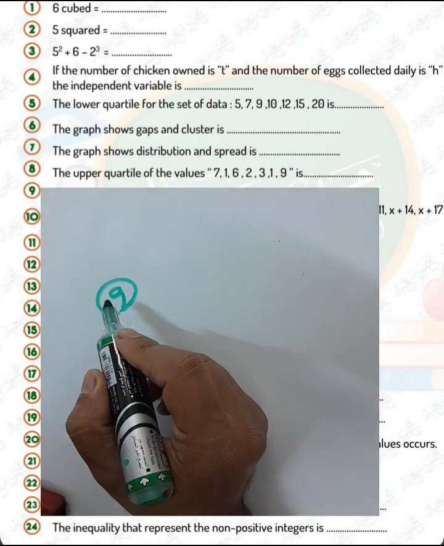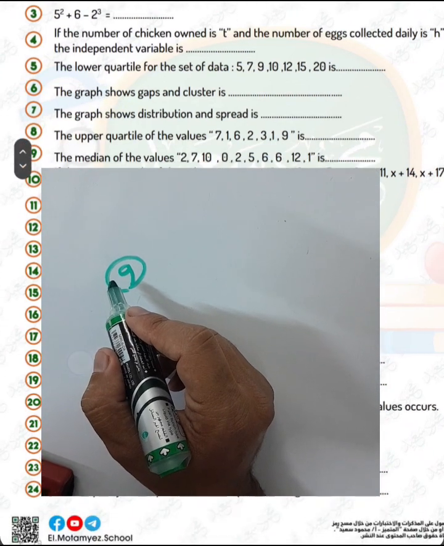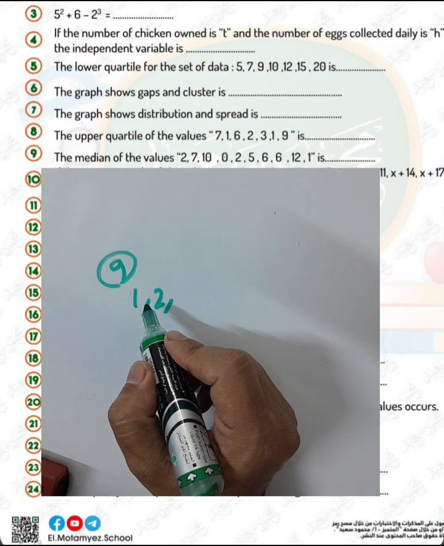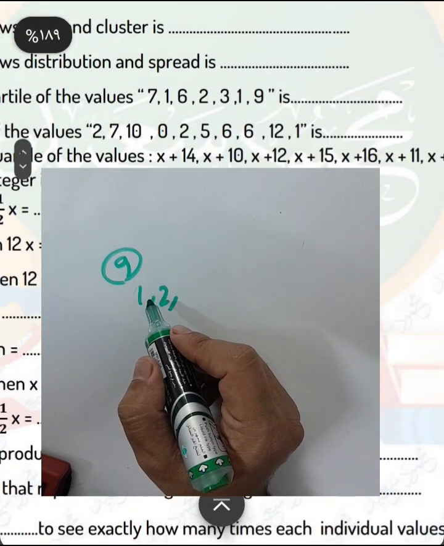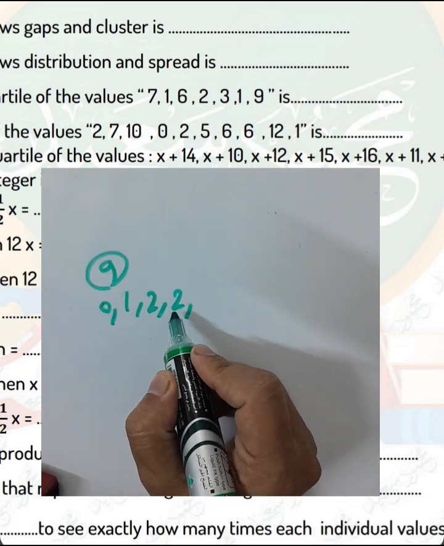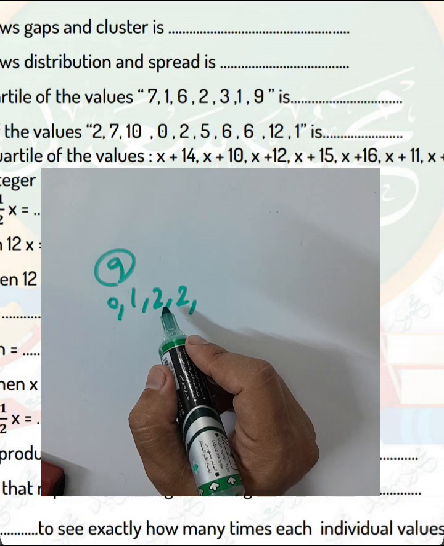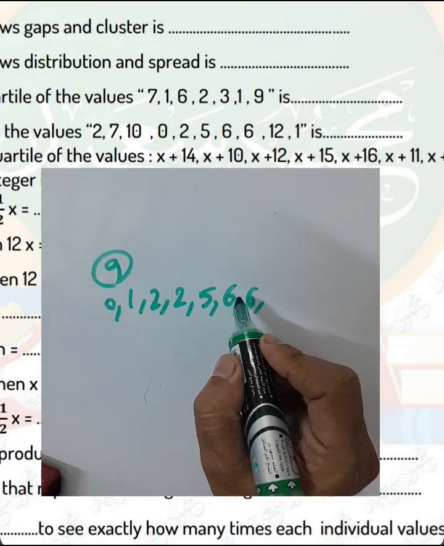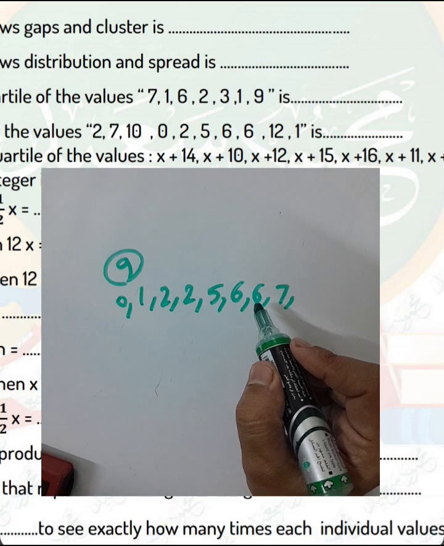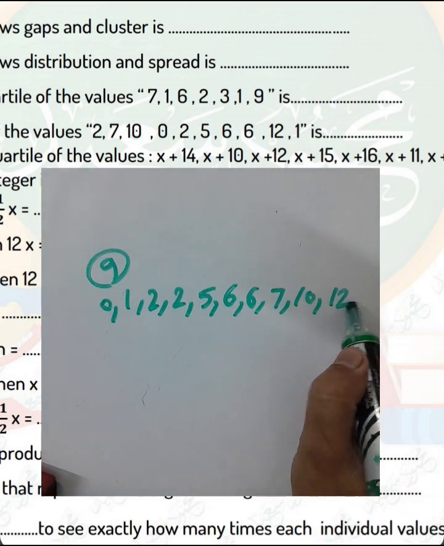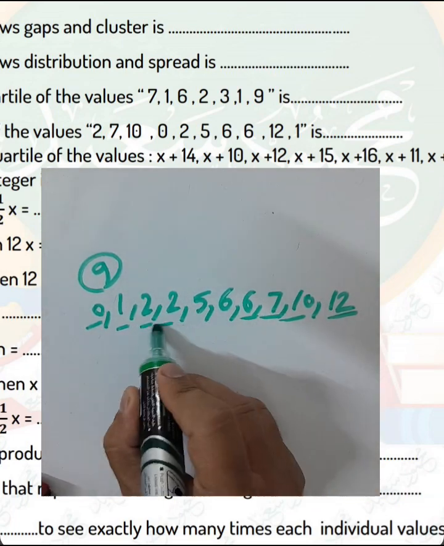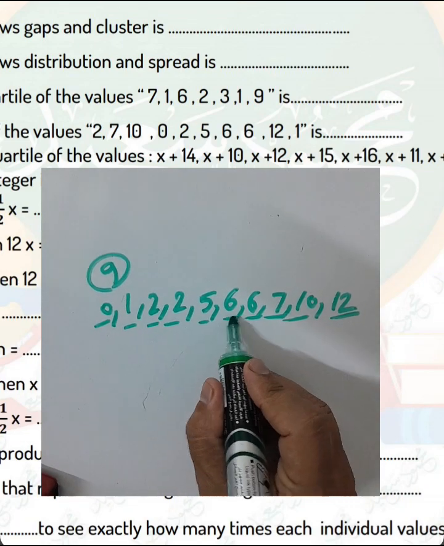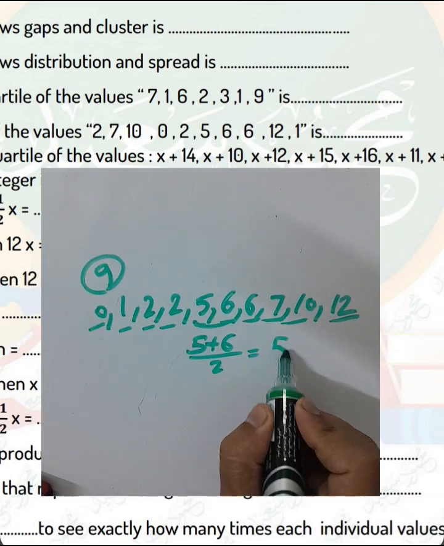Question number 9. Here, the median of the values, we must arrange all the values ascendingly to find the number that lies in the middle. 0, 1, 2, 2, 5, 6, 6, 7, 10, 12. Cancel number by number from both sides. Then 5 plus 6 will be 11, divided by 2, it will be 5.5.